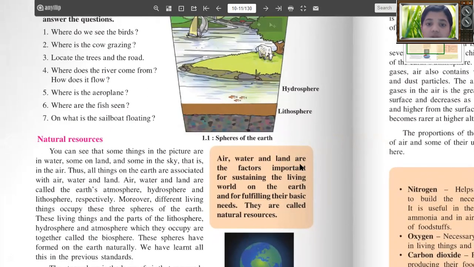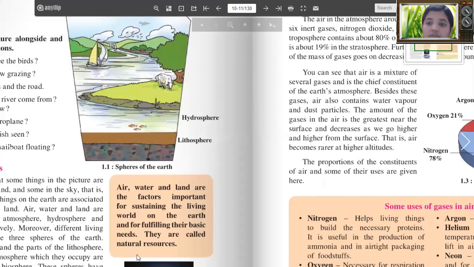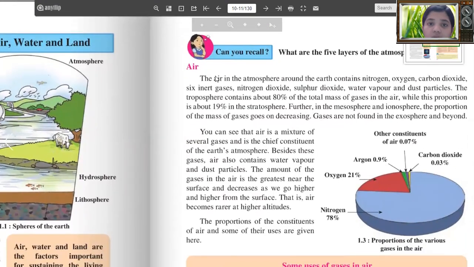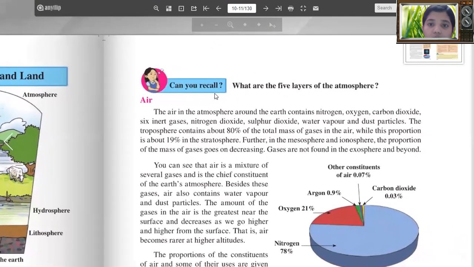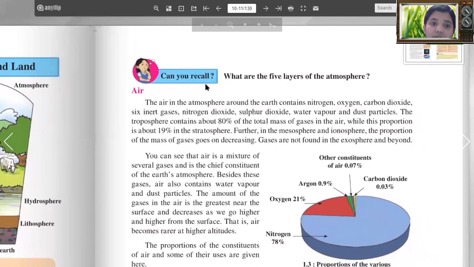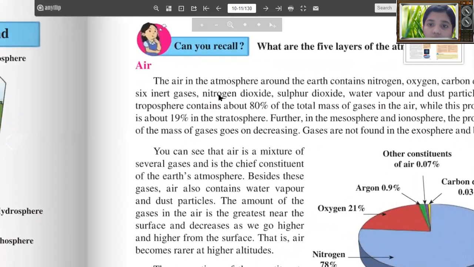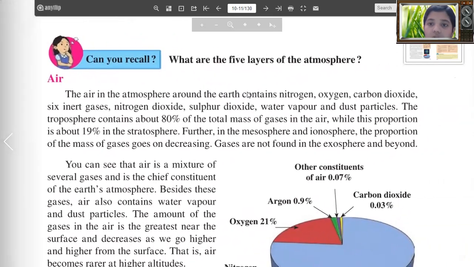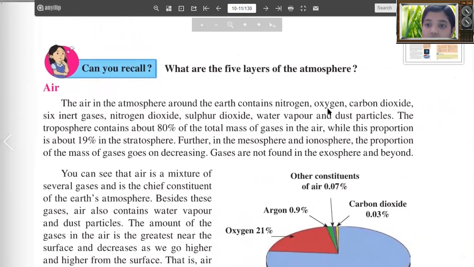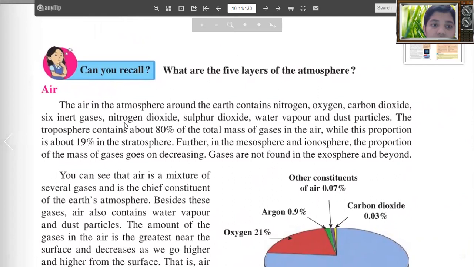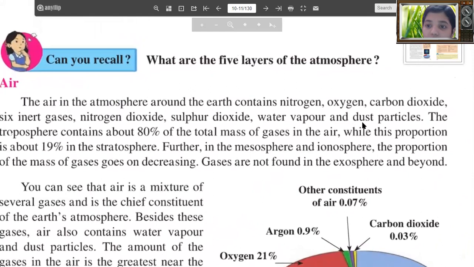Air, water, and land are the factors important for sustaining the living world on the earth and for fulfilling the basic needs. They are called natural resources. Can you recall what are the five layers of the atmosphere? Air. The air in the atmosphere around the earth contains nitrogen, oxygen, carbon dioxide, inert gases, nitrogen dioxide, sulfur dioxide, water vapor, and dust particles.